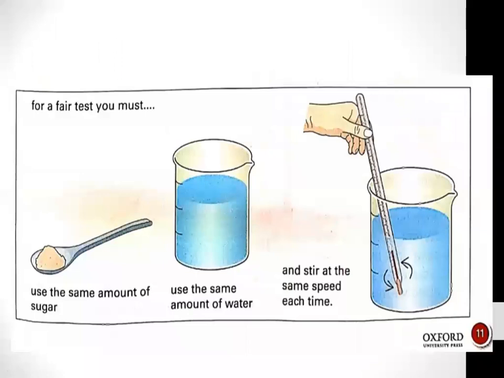So come towards the experiment. For a fair test, you must use the same amount of sugar each and every time. Okay, your amount of sugar should be the same each and every time. The second thing is to use the same amount of water. Amount of sugar should be the same. Amount of water should be the same, and stir at the same speed each time. And the movement of your stirring of the solution should be at the same speed each time.